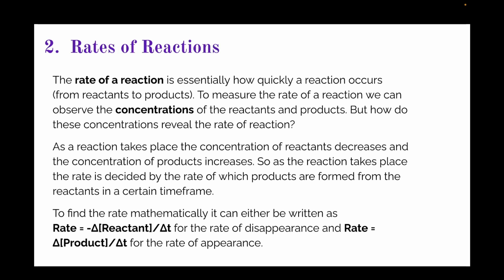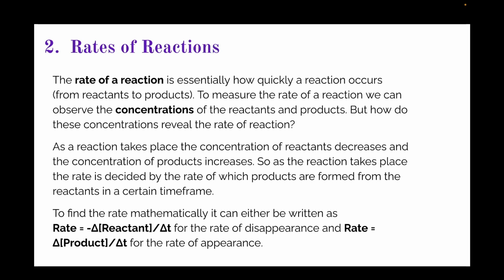And next up, we have rates of reactions. The rate of a reaction is basically how quickly a reaction occurs, which means how fast it goes from reactants to products. To measure the rate of a reaction, we can observe the concentrations of the reactants and products. But how do these concentrations reveal the rate of reaction? As a reaction takes place, the concentration of reactants decreases and the concentration of products increases. So the rate is decided by the rate at which products are formed from the reactants in a certain time frame.